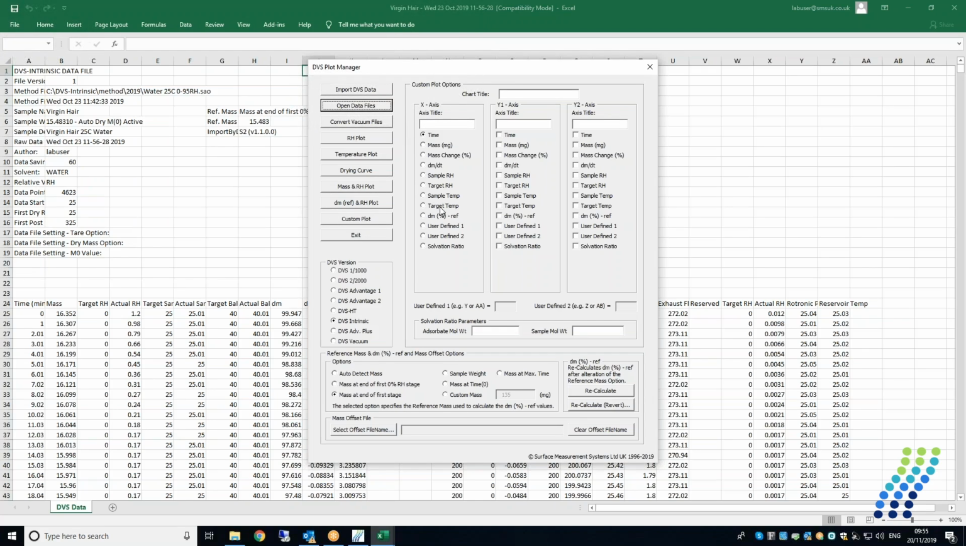So here we have some options on how to plot kinetic data. On the right hand side, there are a number of different parameters to choose from to plot our data using the x-axis, y1 axis and y2 axis. On the left hand side, there are some tabs for shortcuts which are frequently used to generate plots. The first one is the relative humidity plot.